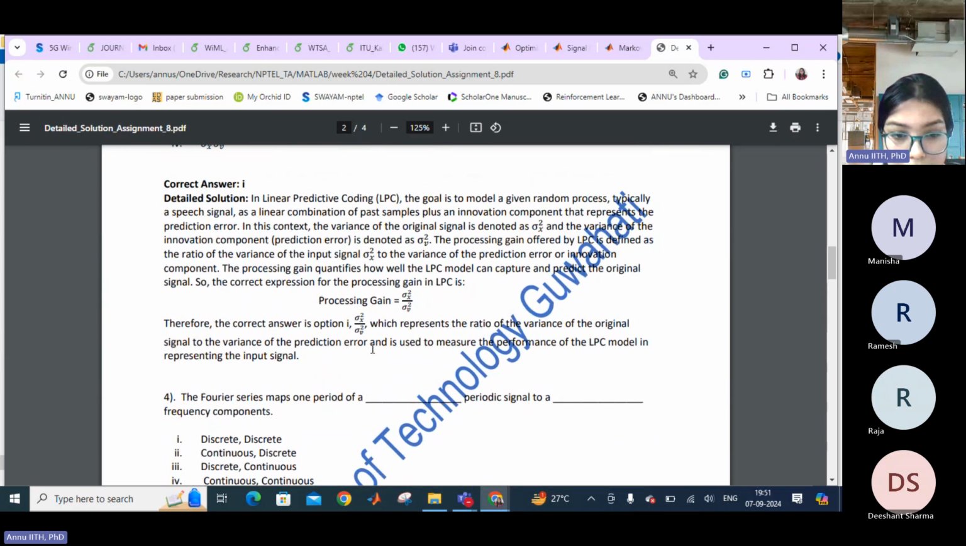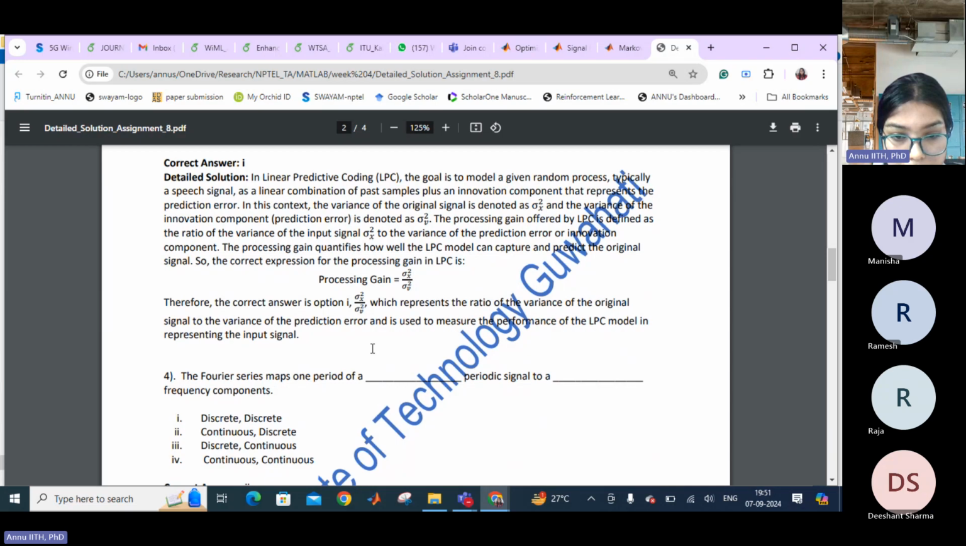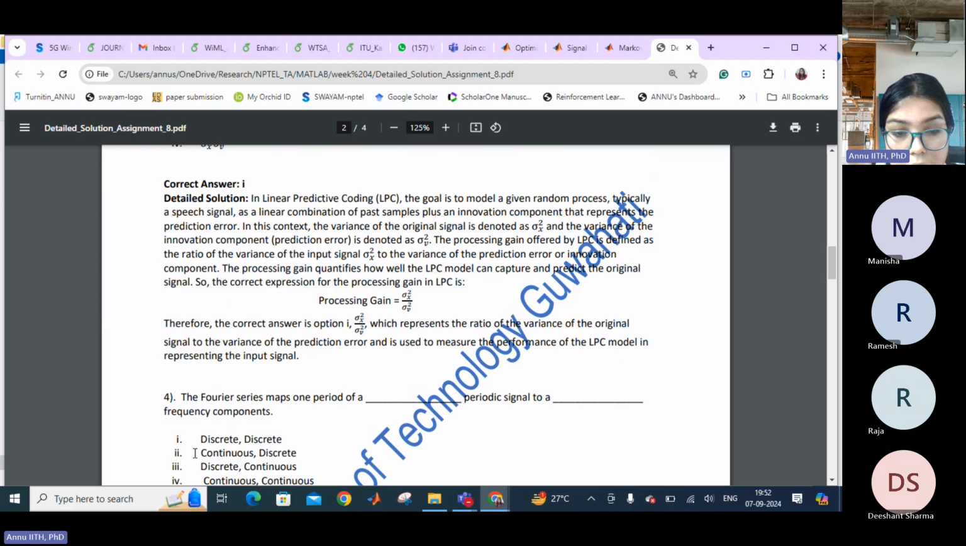The Fourier series maps one period of a discrete periodic signal to discrete or continuous. So what should be the answer? Please tell me.